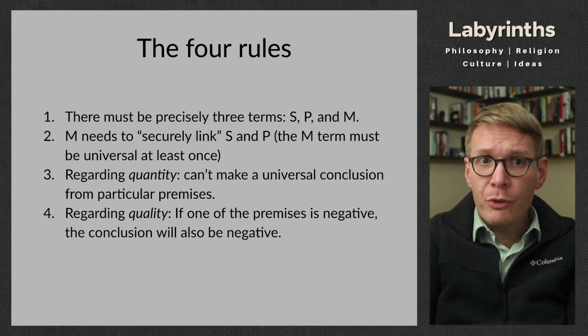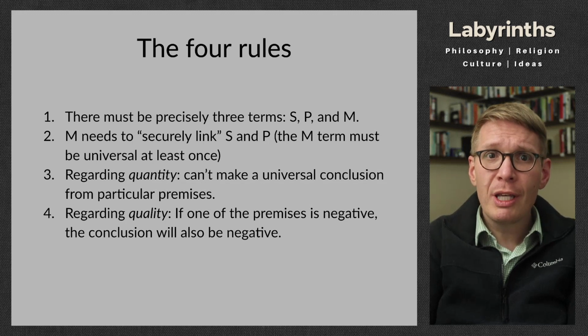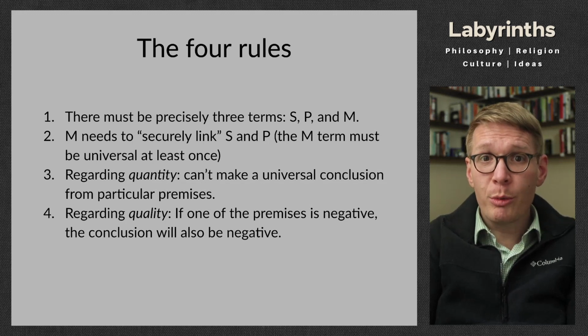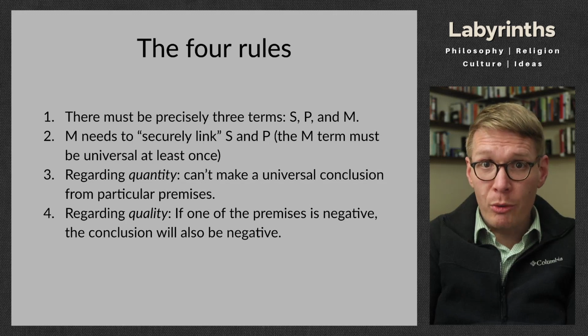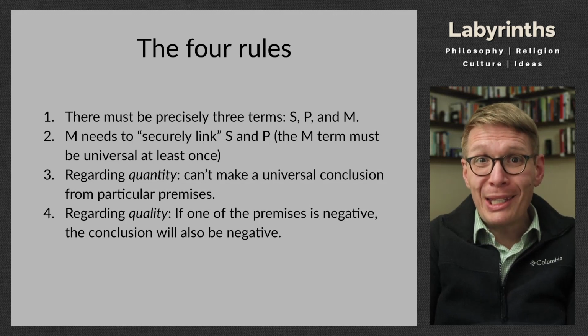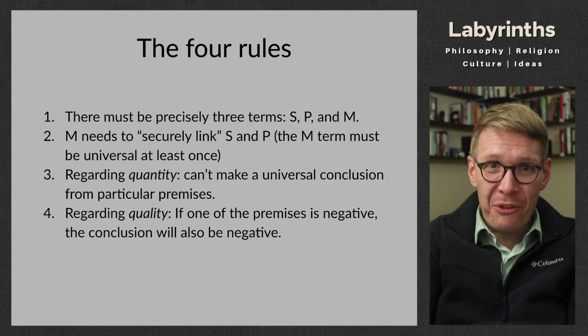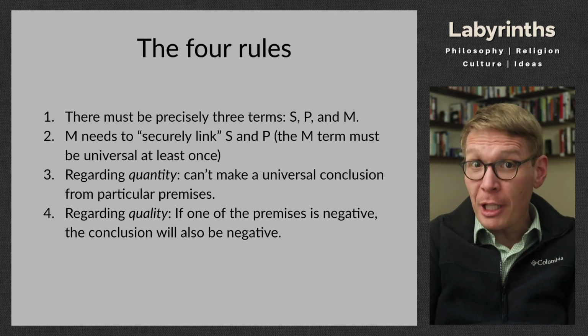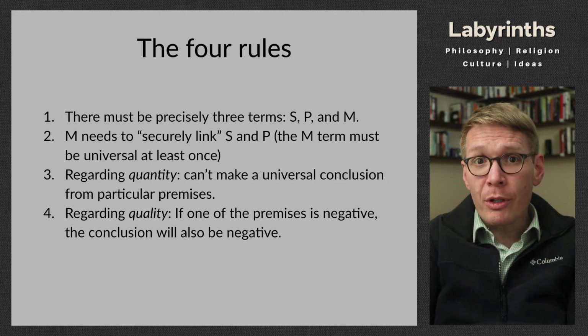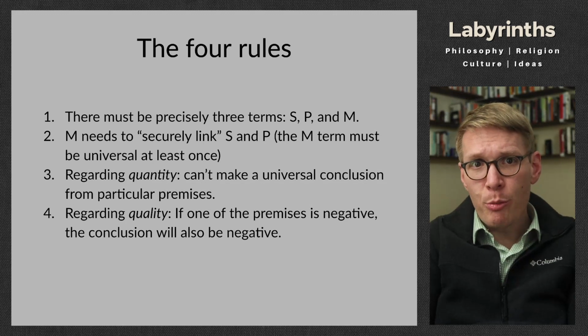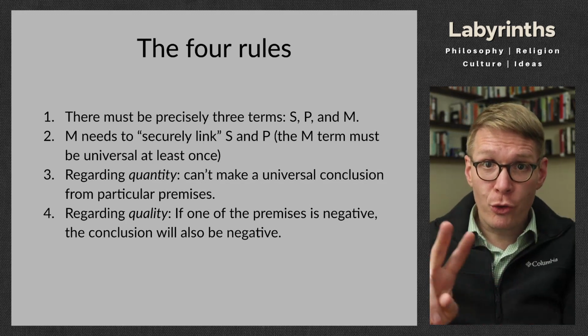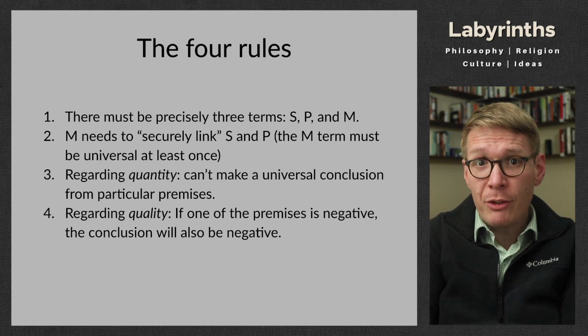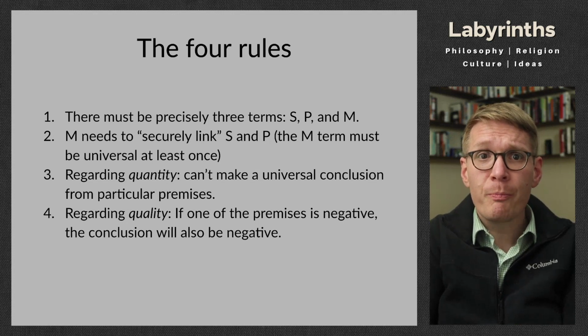The second rule concerns the middle term. The middle term has to, quote, securely link, as Hauser puts it, the subject and the predicate, as we saw with the case Socrates is mortal, right? What is the egg in the cake? What is holding together the S and the P? It is the middle term. In order for the syllogism to be valid, the middle term must be universal at least once in the premises in order to, quote, securely link. That's what securely link means. The middle term is universal at least once.